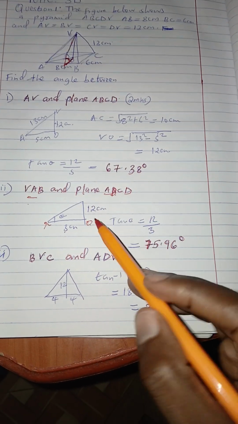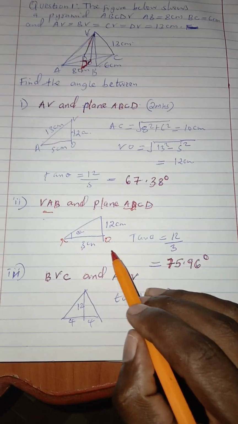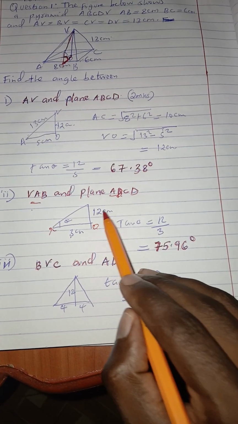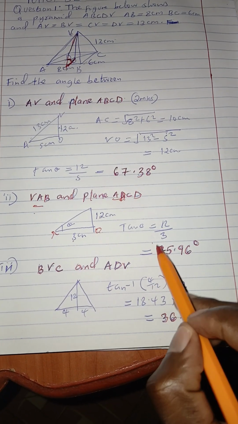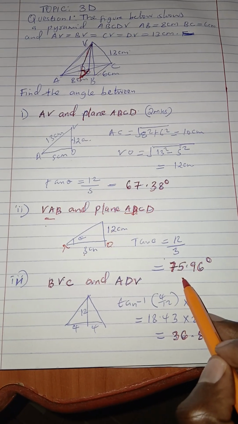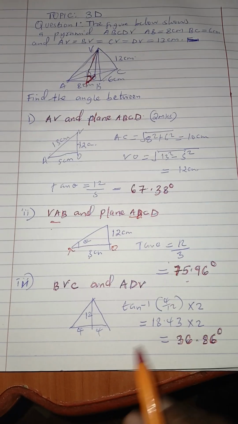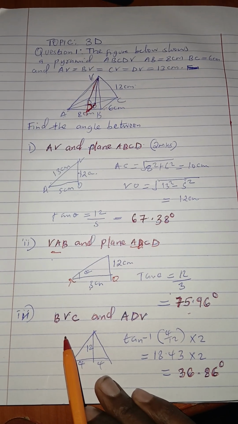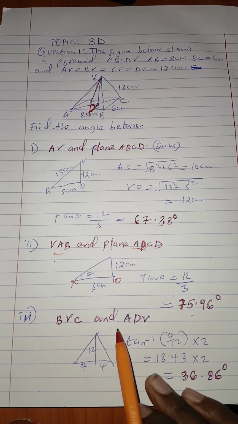So those two measurements are enough to give me the angle between plane VAB and ABCD. So I can automatically use tan. Tan theta is opposite, which is 12, over adjacent, which is 3. That one is giving me 75.96 degrees. Our last question today on 3D on a pyramid is the angle between BVC and ADV.